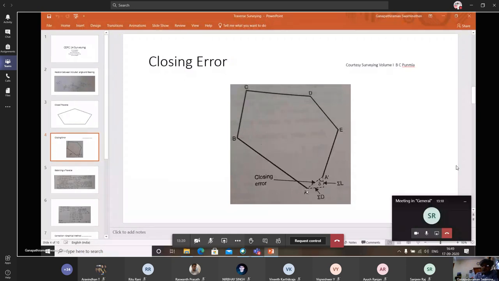So at point A you can calculate the latitude and departure of AB. At point B, you can calculate the latitude and departure of BC. At point C, you can calculate the latitude and departure of CD. At point D, you can calculate the latitude and departure of DE. At point E, you can calculate the latitude and departure of what?